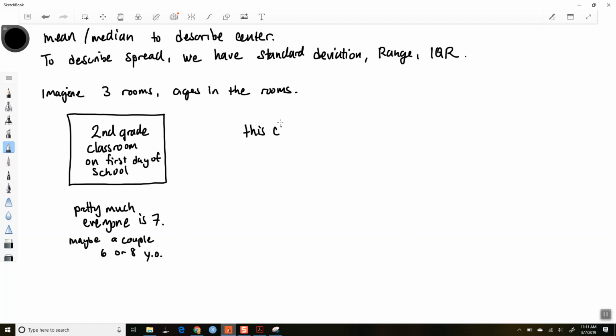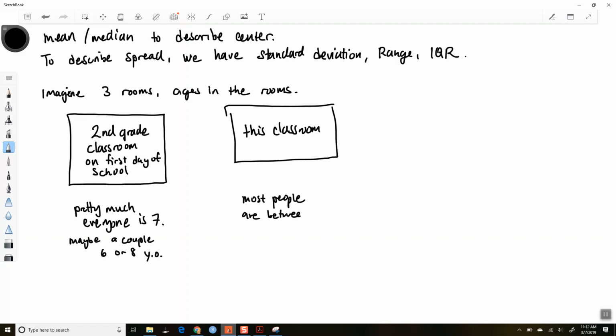Let's do this classroom. All right, we already tried describing this classroom. And what kind of ages do we see here? All right, we'll say most people are between, I don't know, 18 to 22, okay? And some are outside that range, right?